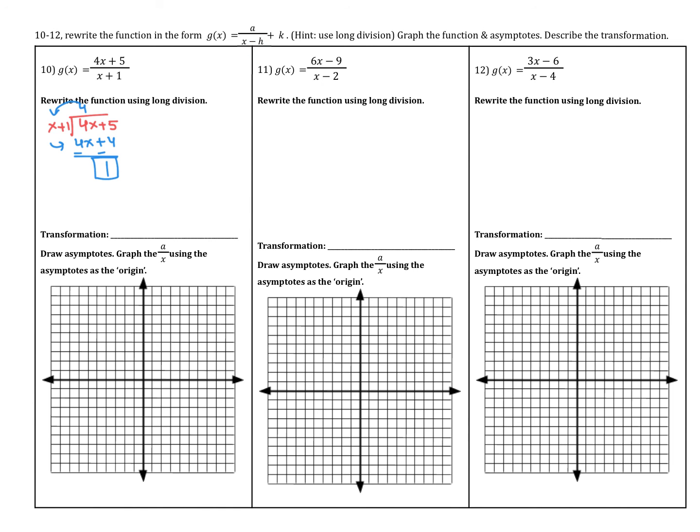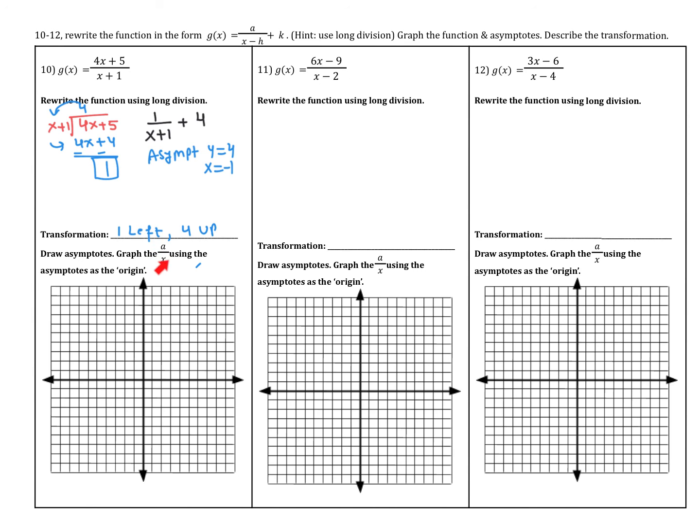So you're going to write this as remainder over divisor plus quotient, where your asymptote is going to be y equals 4 and x equals -1. The transformation is 1 unit left and 4 units up. So 1 unit left and 4 units up.